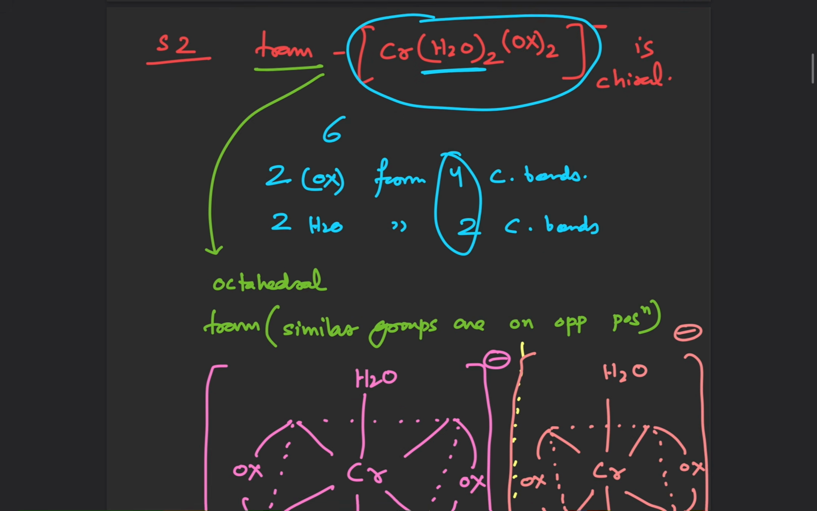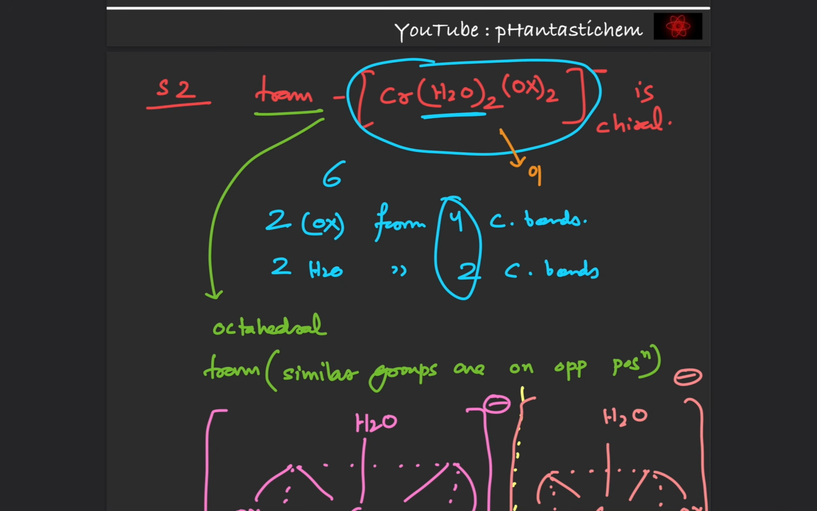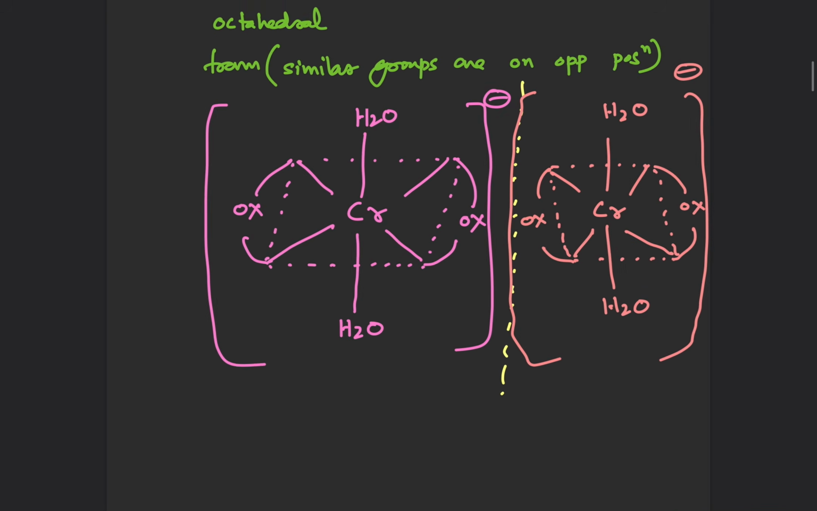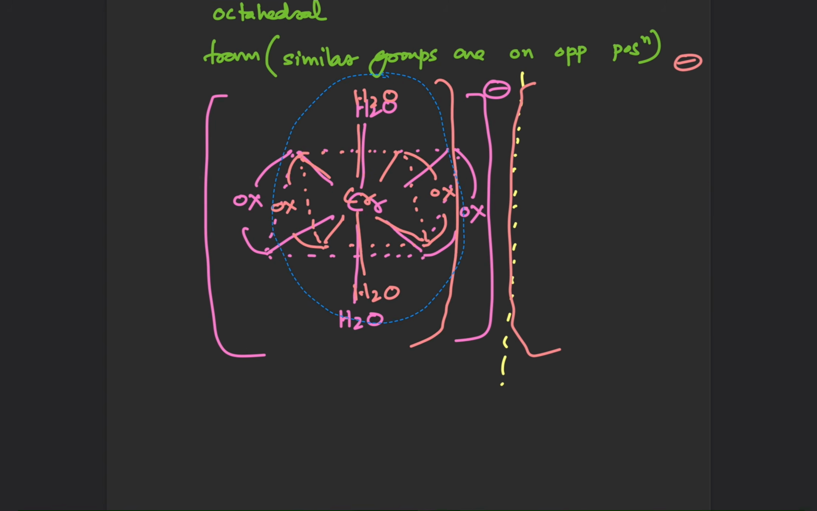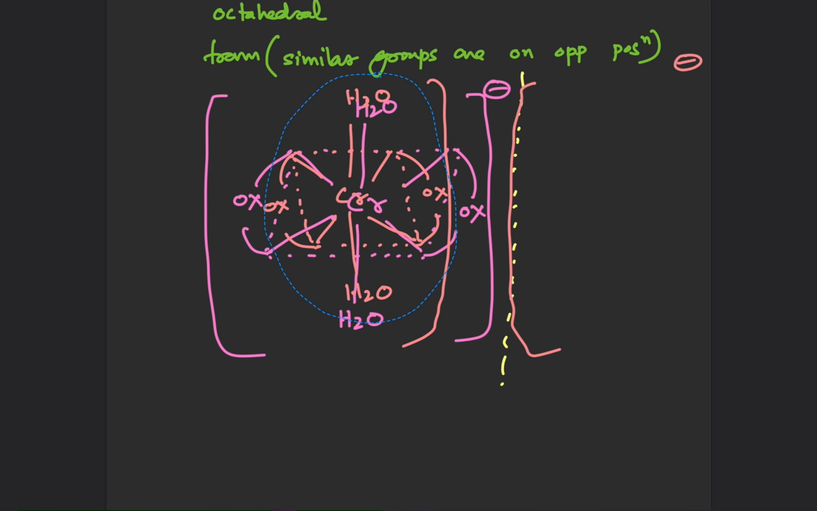So this is optically inactive, or you can say it is achiral. That is because it forms superimposable mirror images. Let's say this is our object, and this is the reflection of the object in the mirror. The object and the reflection perfectly overlap or align. They are the same thing.